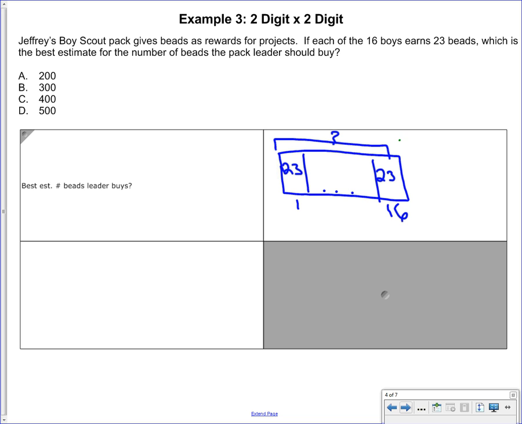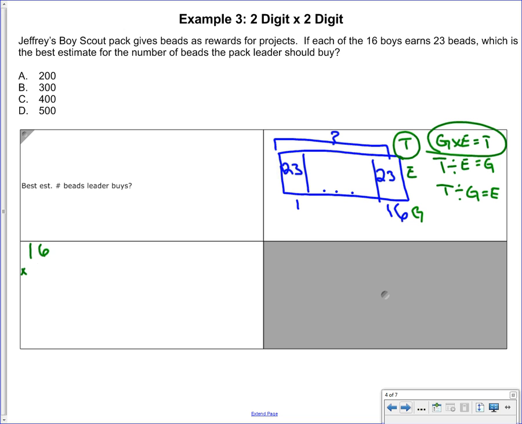Okay, so once again, total, each, groups. Groups times each equals total. Total divided by each equals groups. Total divided by groups equals each. We're looking for total. We're going to use that one. So, we've got 16 boys times 23 beads. Okay, so we take 16.